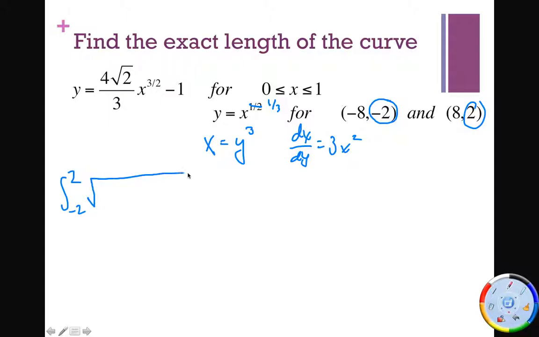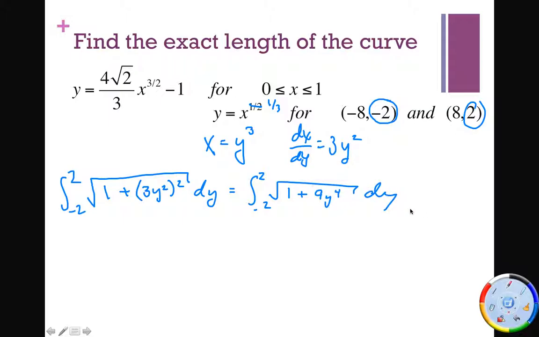Of the square root of 1 plus 3y squared, squared, dy. And just to simplify this a little bit, we can say negative 2 to 2 of the square root of 1 plus 9y to the fourth dy. Now this one might be a little bit more challenging to integrate, because I can't even think of what that integrates to by hand.